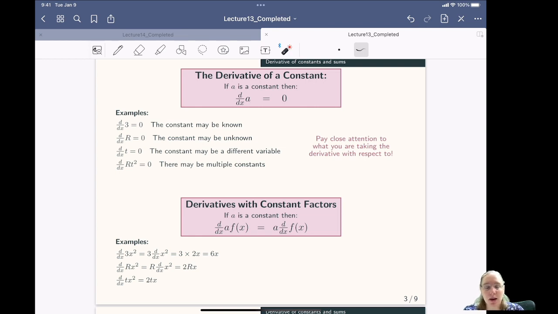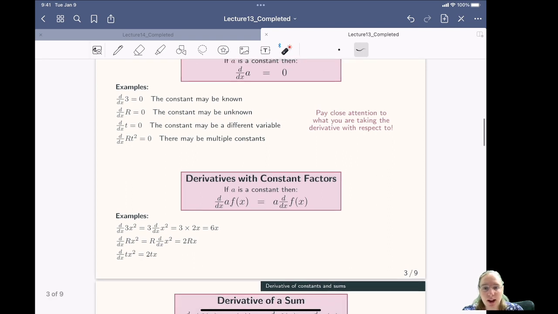Now, the same thing applies when you have an unknown constant, that unknown constant r just gets factored out, but it's a little bit less easy to simplify, and we end up with 2rx. And finally, once again, you have to pay attention to what you're taking the derivative with respect to, because this t, even though sometimes we use t as a variable, t in this case is not our focal variable and is simply a constant, and so simply comes out as a t.